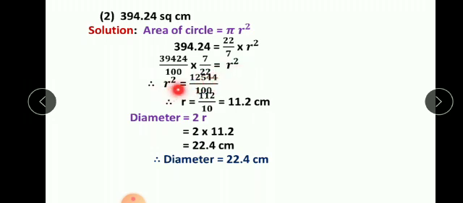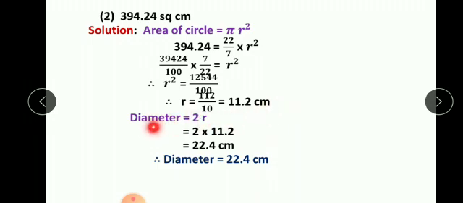Therefore r square is equal to what? If you multiply it and cancel it, 12,544 upon 100. Therefore r is equal to what? Square root of these numbers, numerator and denominator. Therefore r is equal to 112 upon 10. That is 112 upon 10 means 11.2. So radius is 11.2 centimeter.